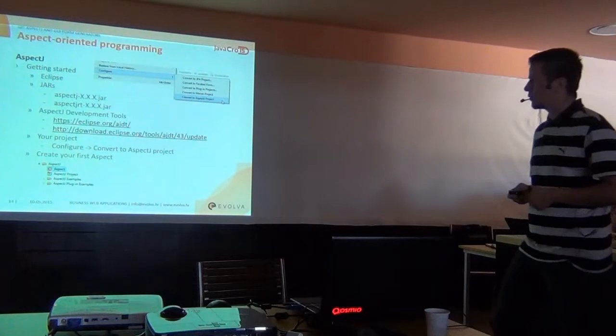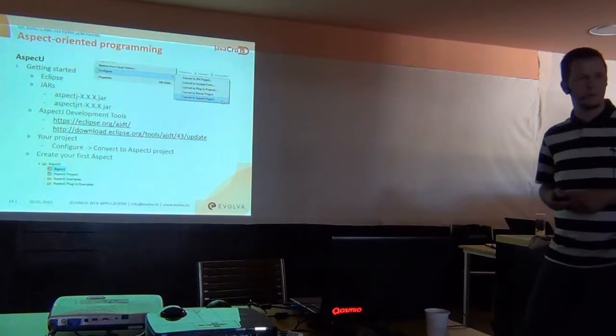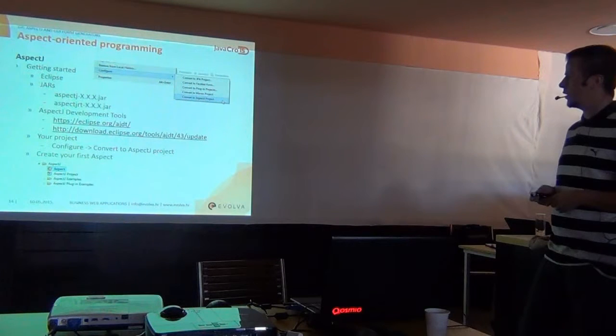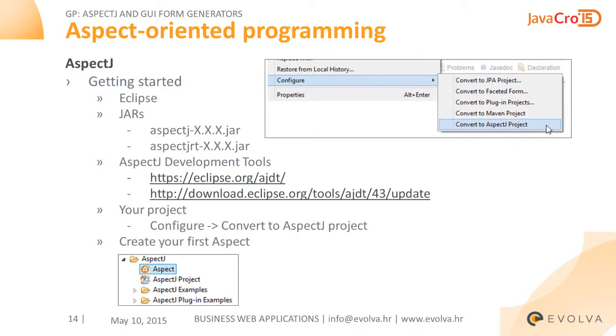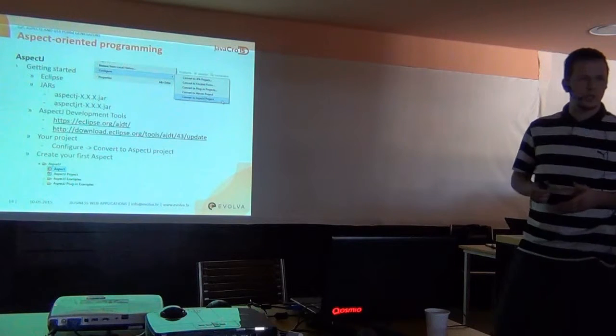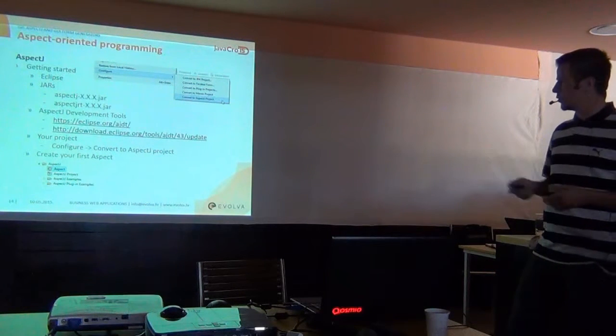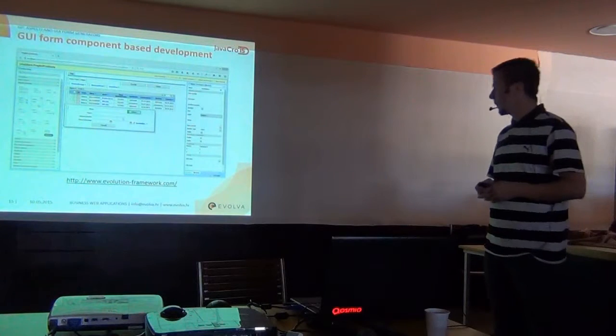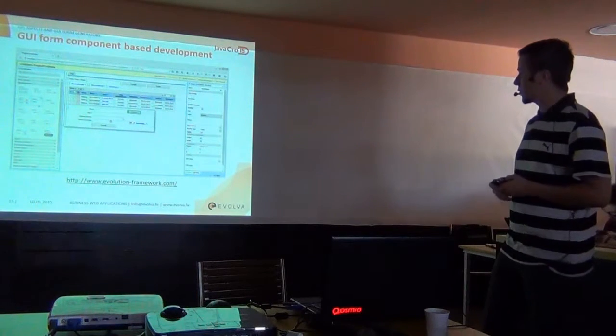So how to get started with AspectJ? I've tested it in Eclipse, but it's also available for other IDEs. You'll need two jars, the AspectJ and the AspectJ runtime. You can use the AspectJ development tools. You download them from Eclipse using this link. You go to Help, Install New Software, you put this link in, and download and install it. And if you want to use AspectJ on an existing project, you will need to convert it to an AspectJ project, and then you can start creating your first aspect. You create it in the same way as a Java class. You right-click on a package, New Aspect, and create your aspect. So that's it about AspectJ.